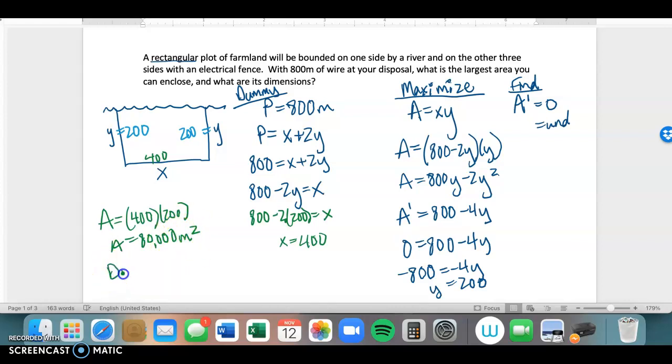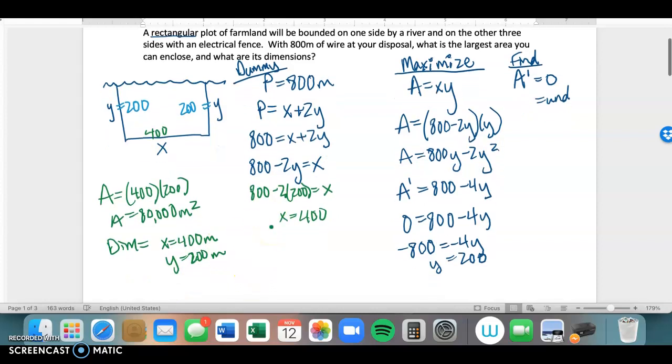And then what are the dimensions? The dimensions are x equals 400 meters and y equals 200 meters. Don't forget your units, okay? Units are going to be part of your points. So that is what we're looking for with that one.